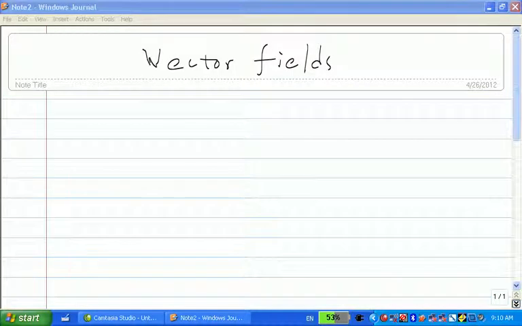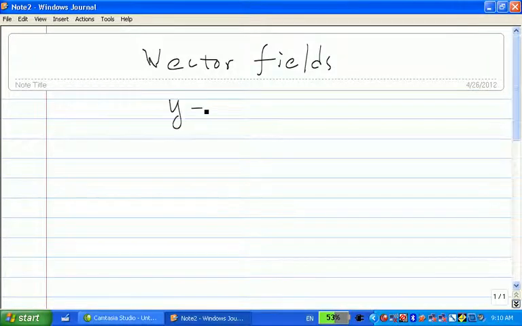This video is about vector fields. Vector fields, just another type of functions. So before we talk about that, let's list all the functions we learned so far.